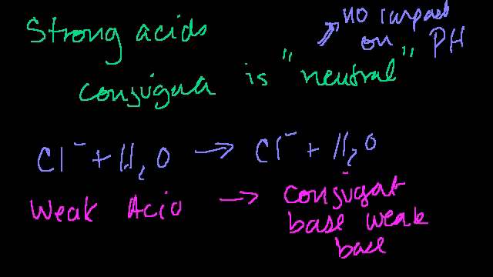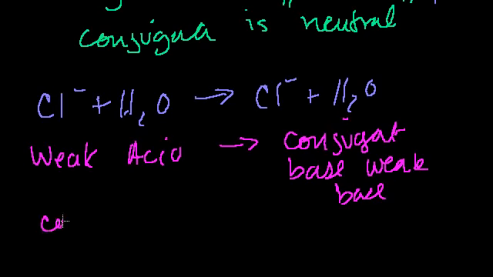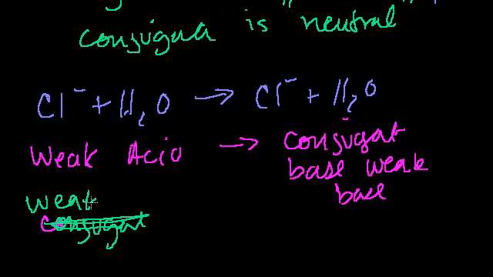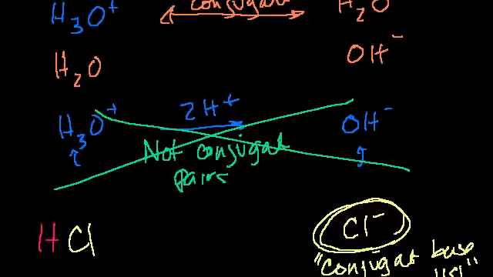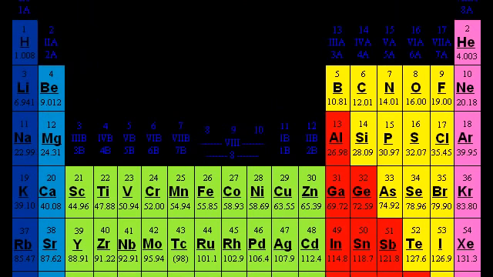And you could make this statement the other way around. If you have a conjugate base, a weak base, its conjugate acid is going to be a weak acid. So hopefully you get the idea here. It's actually not that fancy of an idea. It's just that if you have an acid, its conjugate base is just that acid minus a hydrogen. If you have a base, its conjugate acid is just that thing plus a hydrogen.